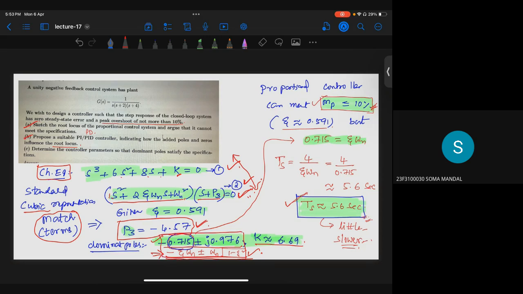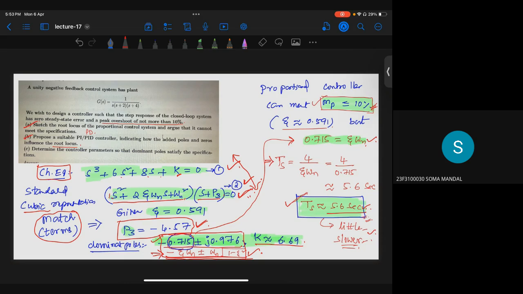zeta omega n is 0.715. That you are considering here, then you are calculating omega n. You don't need to calculate; directly we can substitute here for calculating this TS, the settling time. What is the settling time here? We are getting 5.6. Settling time we are getting as 5.6. 5.6 means it is very slow. It is taking longer time to settle down.